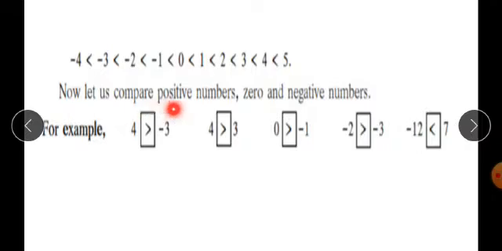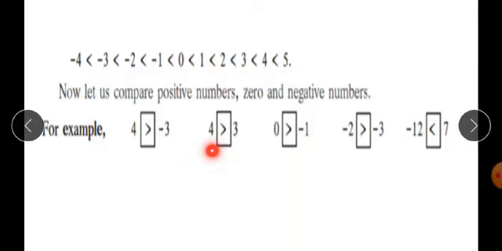Now let us compare positive numbers, 0 and negative numbers. For example, 4 and minus 3. 4 is a positive number and minus 3 is a negative number. And you know that as 4 is a positive number which is to the right hand side of the origin, so 4 is greater than minus 3.